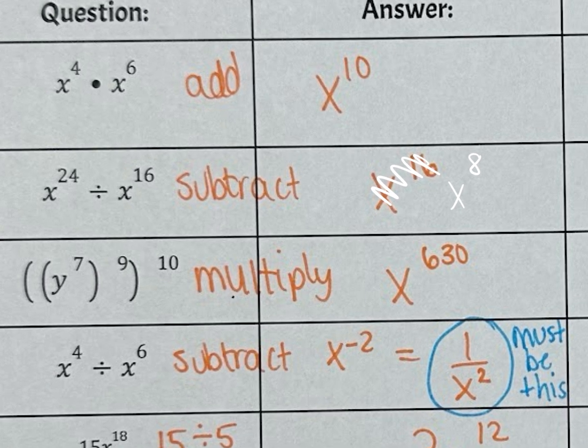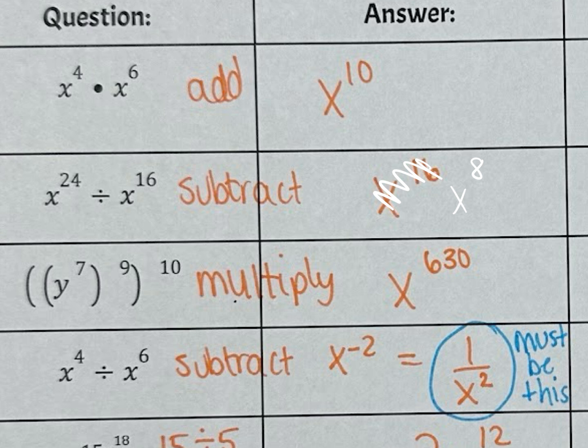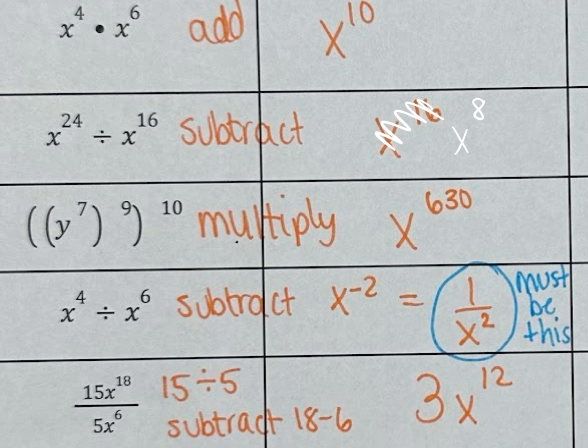Okay, next question is subtracting the exponents. 4 minus 6 is negative 2. If you leave it negative 2, I'll count you wrong on the test tomorrow because this is not a finished answer. We have to make it a fraction so that the exponent is positive, 1 over x squared.